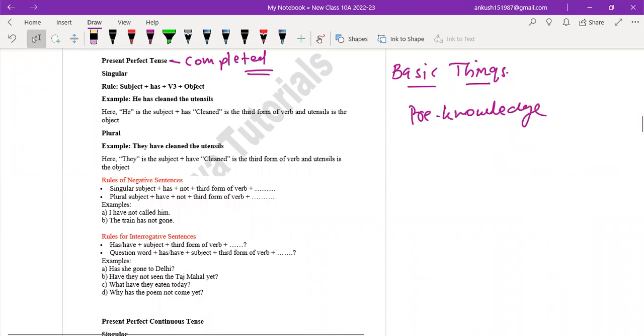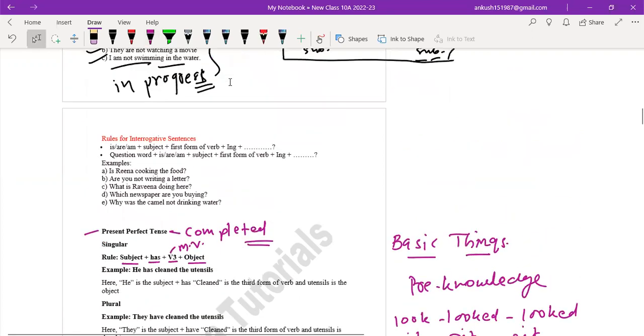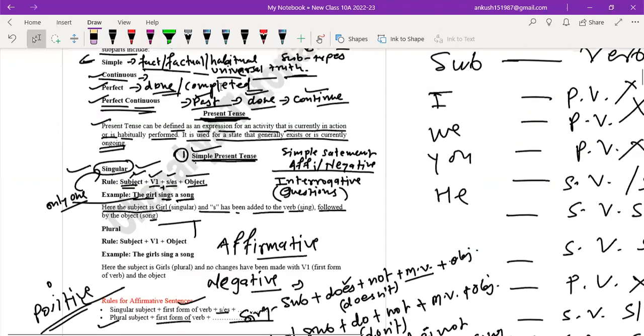So let us understand the perfect tense of present tense. For a singular subject, we use subject plus has plus V3 plus object. V3 means main verb third form. For example, look: second form is looked, and third form is also looked. Understood? But sit, sit and sit. These forms are different, but in some verbs their pronunciation and spellings across the forms are similar.